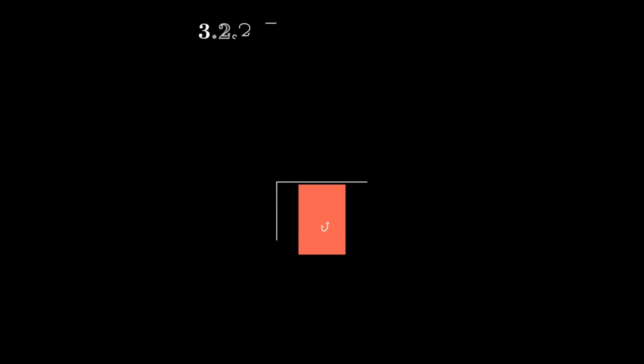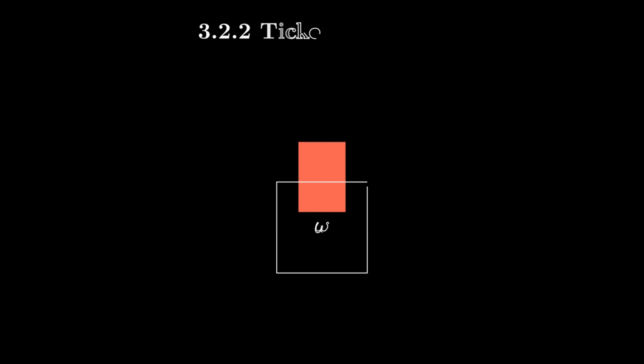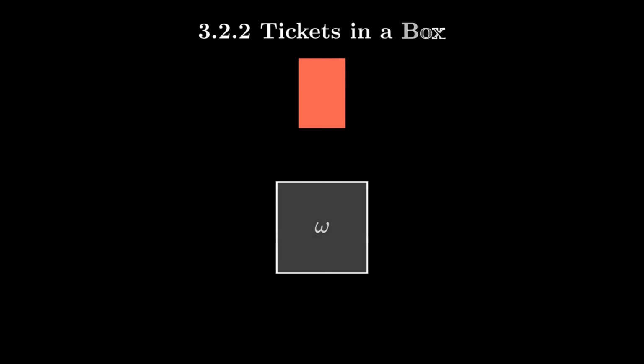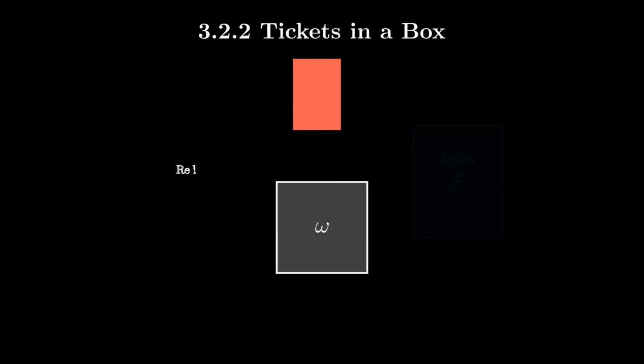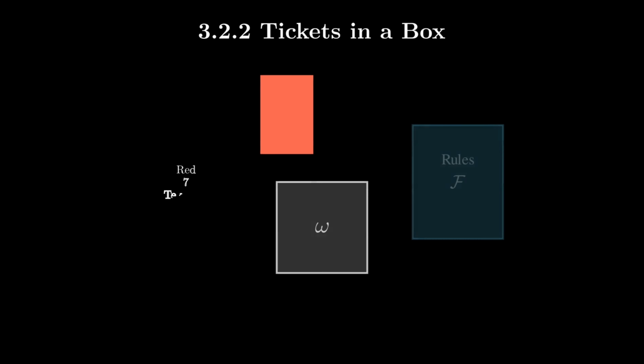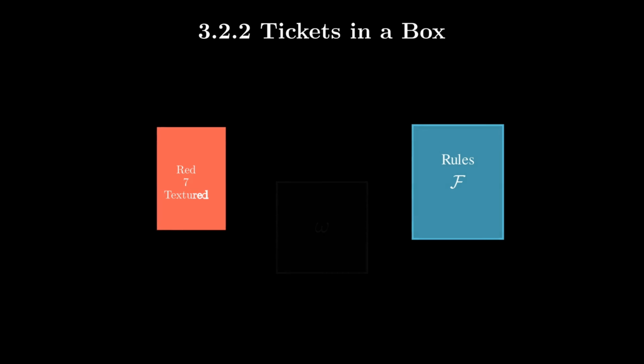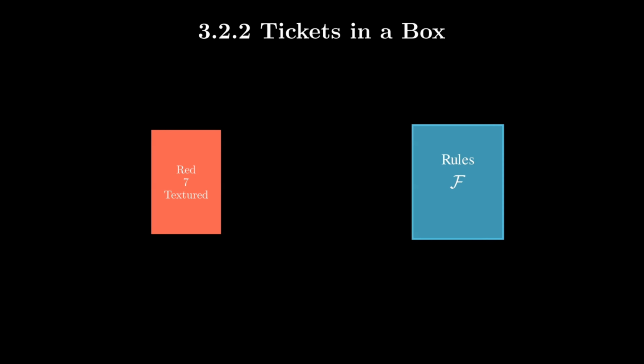3.2.2 The tickets in a box analogy. To understand measurability, imagine a lottery where a ticket is drawn. The outcome omega is the specific ticket. The ticket contains all attributes of the outcome: color, number, suit, texture. F: a rulebook of questions you are allowed to ask the game master.